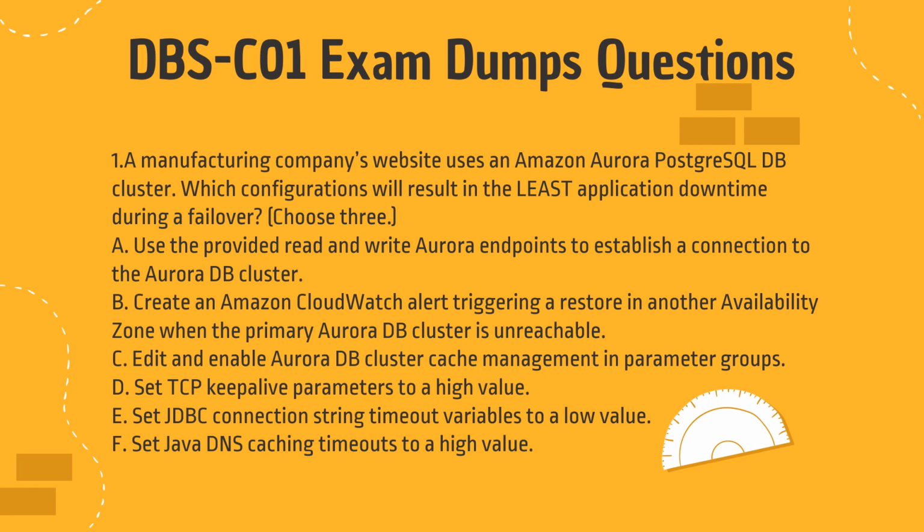B. Create an Amazon CloudWatch alert triggering a restore in another availability zone when the primary Aurora DB cluster is unreachable. C. Edit and enable Aurora DB cluster cache management in parameter groups. D. Set TCP keep alive parameters to a high value. E. Set JDBC connection string timeout variables to a low value. F. Set Java DNS caching timeouts to a high value.